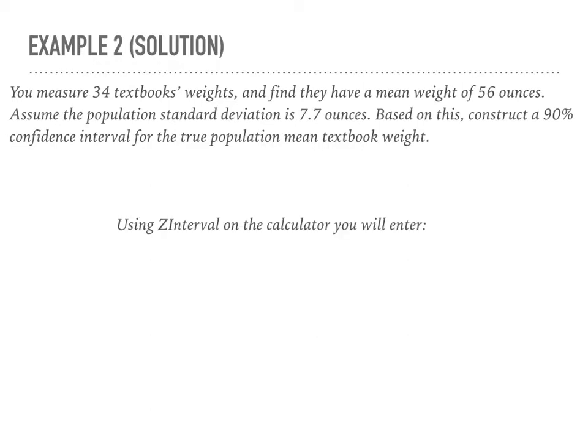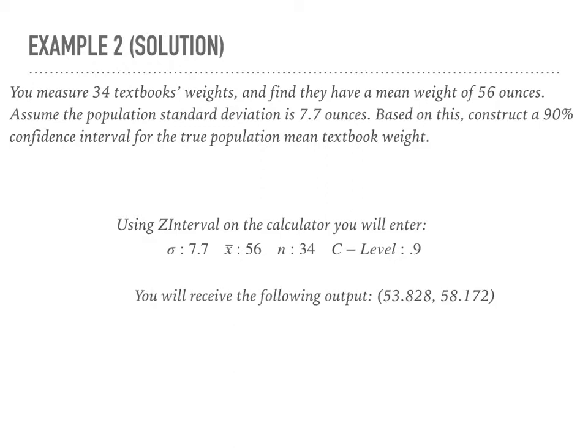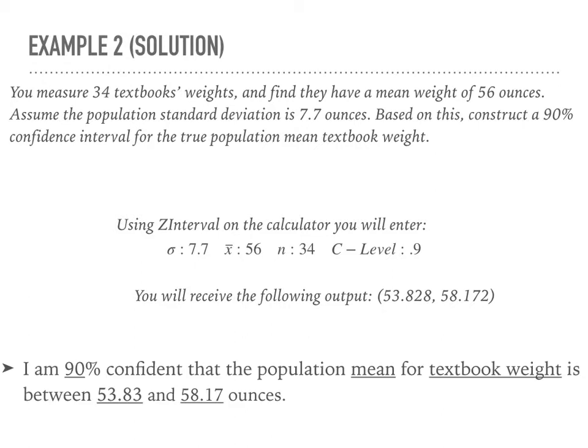We could use the z-interval on the calculator and we would enter that sigma equals 7.7, x bar equals 56, n equals 34, and C level is 0.9. You would receive the following output. So you could write a sentence stating, I am 90% confident that the population mean for textbook weight is between 53.83 and 58.17 ounces.